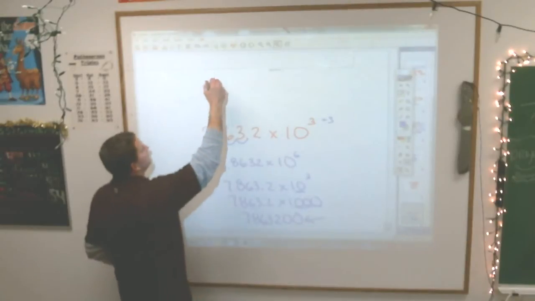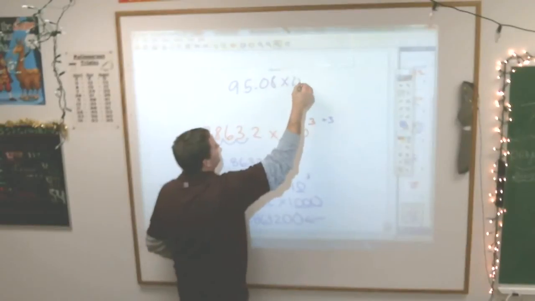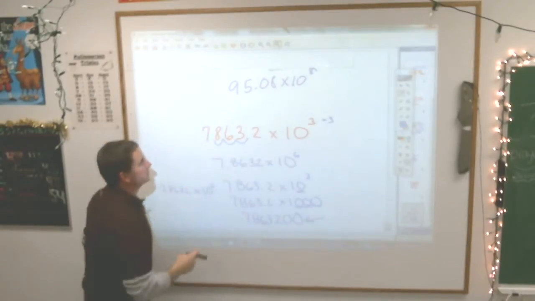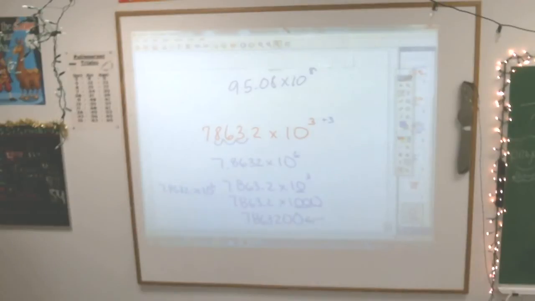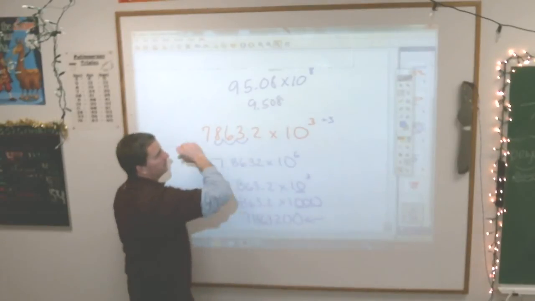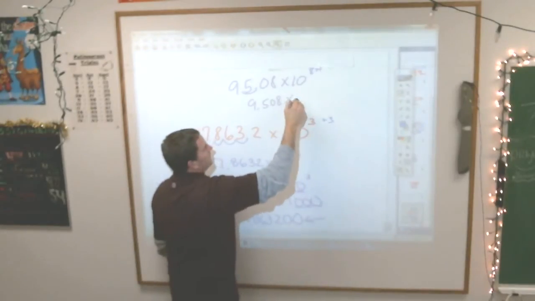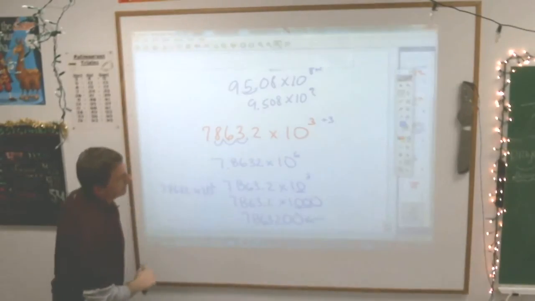One more, how about this one? 95.08 times 10 to the 8th power. In scientific notation, are you going to answer the question from way back there? Without even writing it down? It's not that hard. What did you come up with, Eli? 9.508 times 10 to the what power? 9. Right. You made this one smaller, so make that one bigger. Times 10 to the 9th power.